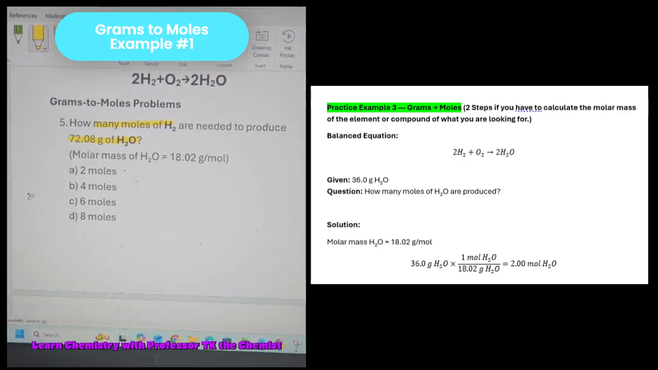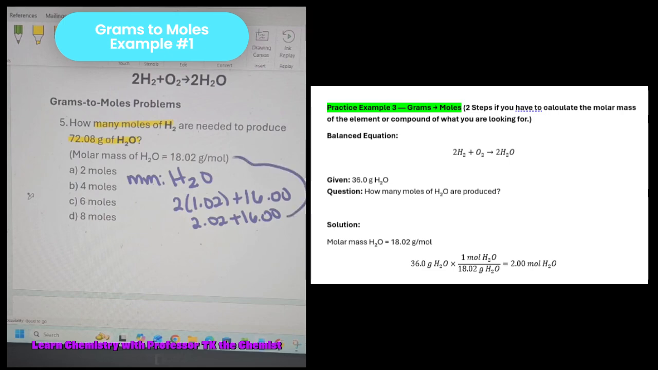But in the event that you did not have it, you would need to know how to calculate molar mass. Remember, molar mass is equal to 2 times 1.01, plus 16. So you're doing 2 times 1.01, which is the mass for hydrogen, plus 16.00, which is the mass for oxygen. 2.02 plus 16.00 gives you that number right there.